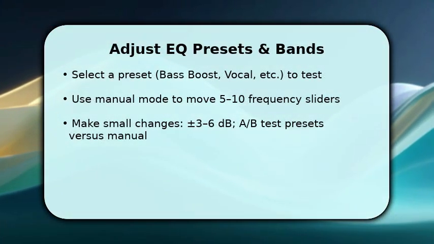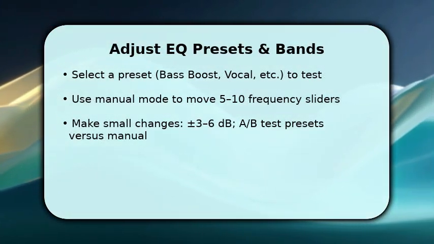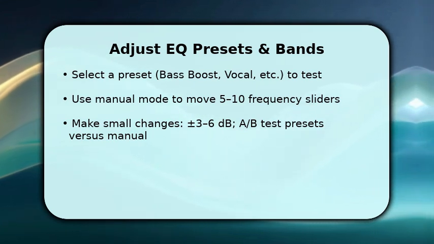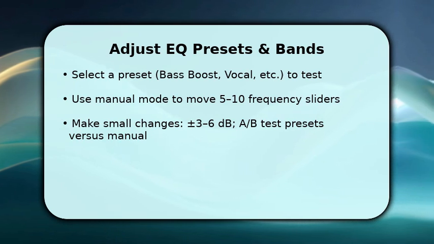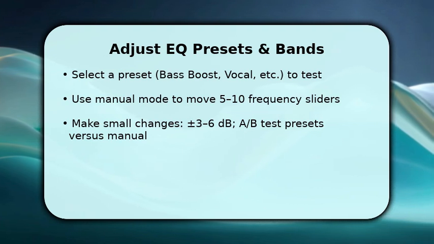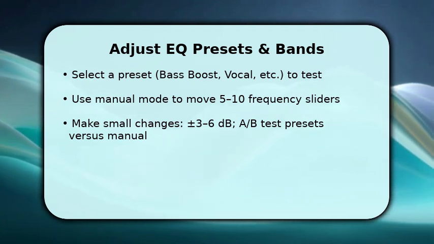Once you reach the equalizer screen, pick a preset to hear a bass line. Bass boost, vocal, or custom are good starting points. Then switch to manual/custom mode to fine-tune the 5-10 frequency bands. You move sliders to emphasize bass, mids, or treble.